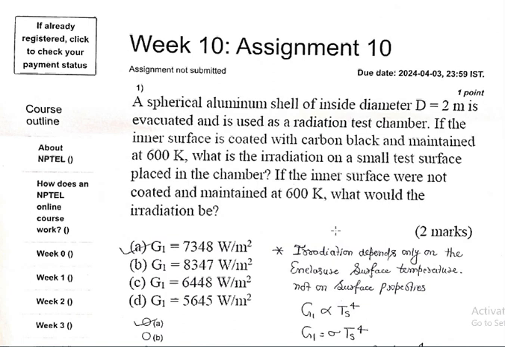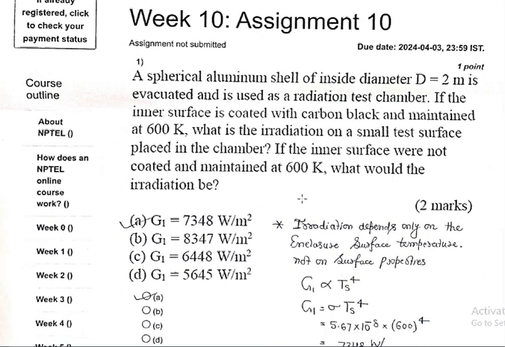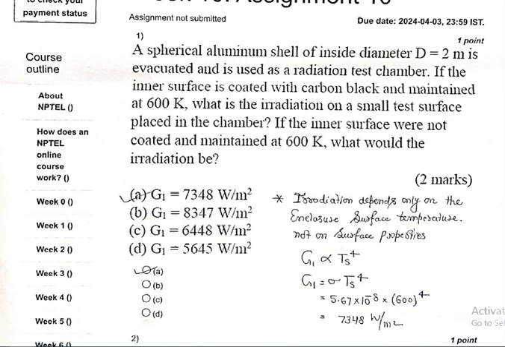A spherical aluminum shell of inside diameter D 2 meter is evacuated and is used as a radiation test chamber. If the inner surface is coated with carbon black and maintained at 600 Kelvin, what is the irradiation on a small test surface placed in the chamber? If the inner surface were not coated, what would the irradiation be? Irradiation only depends on the enclosure surface, not on the surface properties. It means it does not depend on the diameter.